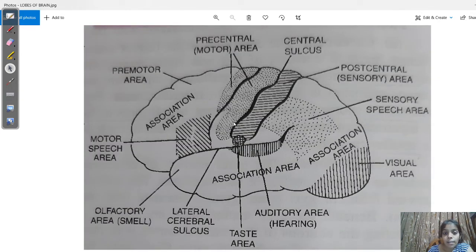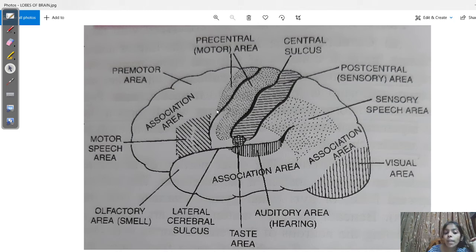So this is a lateral view of the brain where different lobes are shown. This is the frontal part of the brain. Frontal means front, the frontal part of the hemisphere. Now, a little towards the back, we have the parietal lobe. This side also we have the parietal lobe.